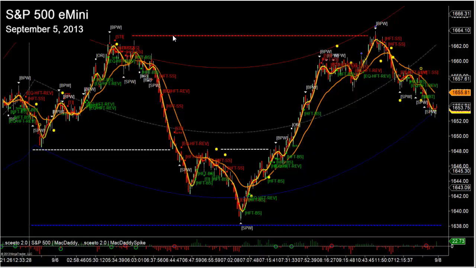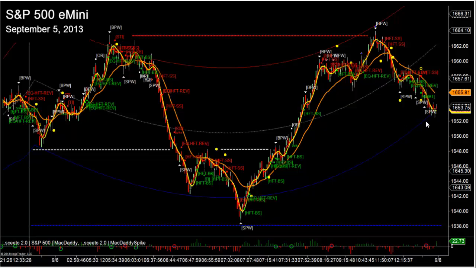The final uptick back to the opening range high met with buy programs waning, followed by high-frequency sell surges, and the S&P pulled back to 1658, 1657, and then sold down to 1653 into the close.